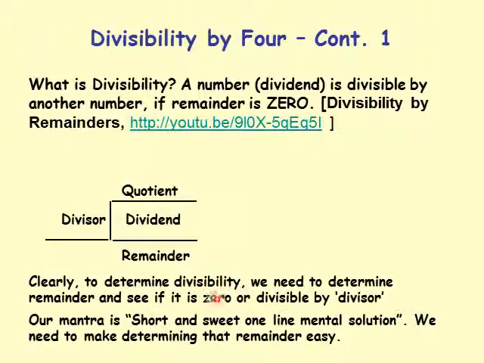A nominal remainder is 0, or an altered remainder is divisible by the divisor. Our mantra is short and sweet, one line, mental solution. So we need to make determining that remainder easy. We have to find our remainder easily and do so without dividing.